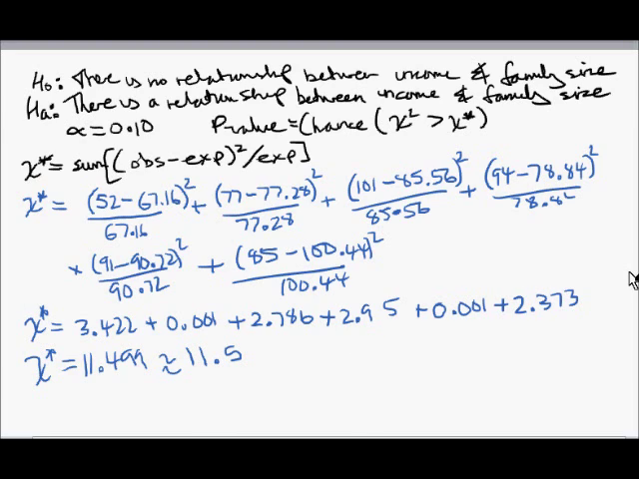Here we don't have to be too close because we're going to use tables, and the tables don't give us exact values, but approximate values. So the chi-square is approximately 11.5. Okay, so the p-value up here is the chance the chi-square value from the table is bigger than 11.5.